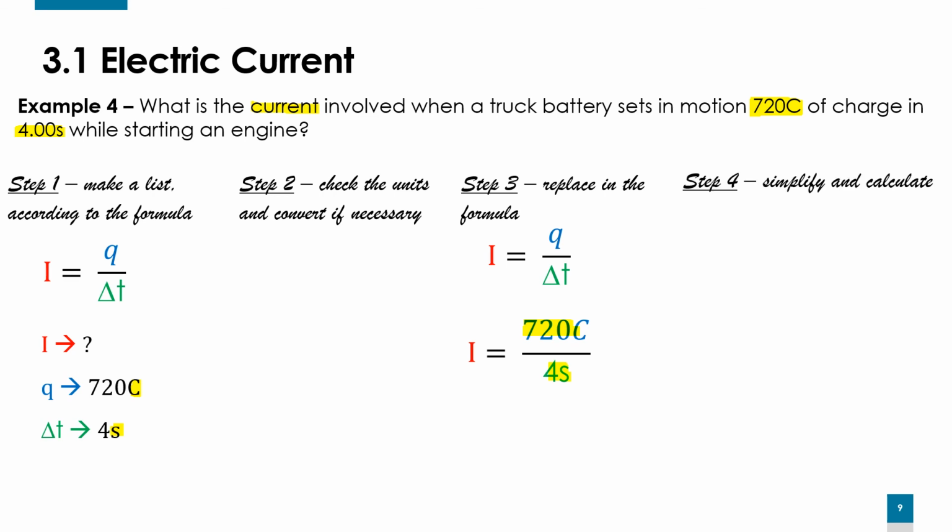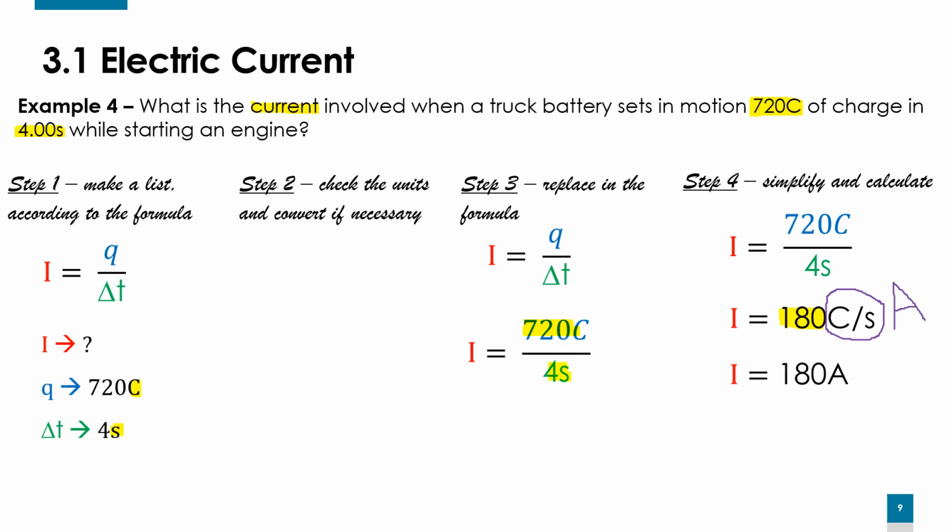And the last step, simplify and calculate. So if I simplify 720 over 4, divided by 4, I get 180. And what's the unit? Coulomb per second. Then I can replace it by ampere. So current is 180 amperes. Let's go read our question again. What is the current involved when a truck battery sets in motion... And how do I answer? The current in the truck battery is 180 amperes.